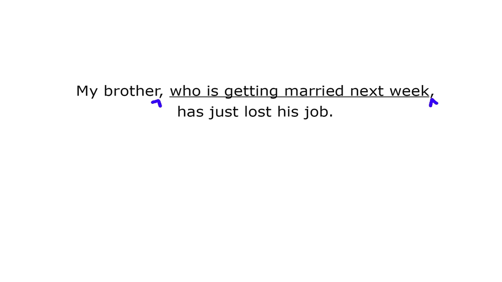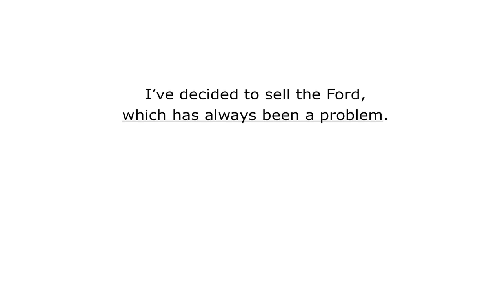Without the commas, the adjective clause becomes restrictive, and it tells the reader that I have more than one brother, and that it is the brother who is getting married next week that has lost his job, not one of my other brothers. So when the meaning of the sentence can be changed with commas, it's important to understand the difference between a restrictive and a non-restrictive clause and to get the commas right.